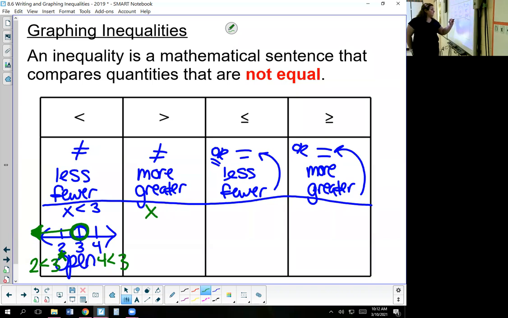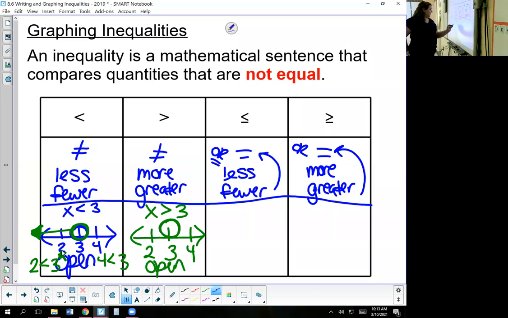Same thing here. If I had x is greater than 3, same thing. Here's 3, 2, and 4. Still an open circle because it is not equal to, so open. Again, test it. If I plug in 2, is 2 greater than 3? It's not going to work. So then I need to show my arrow going in this direction. Okay? So that's how you do that.